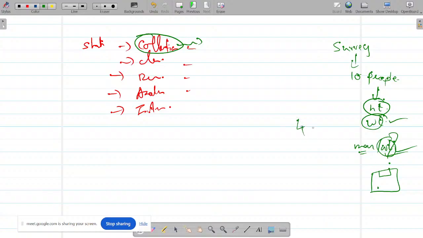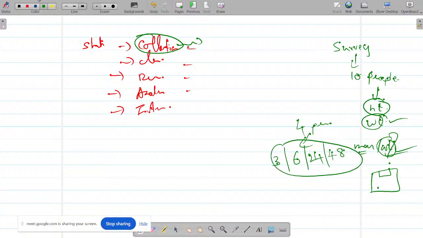I'm taking four people. One person shows 3 kgs weight, a weaker newborn baby. Another person shows 6 kgs weight, again a baby, some 6 or 8 months old. Another person weighs 24 kgs. Another person weighs 48 kgs. How did we check all these? What's the first step? You collected the data. What would be the second step? You have to classify. How are you going to classify these values?